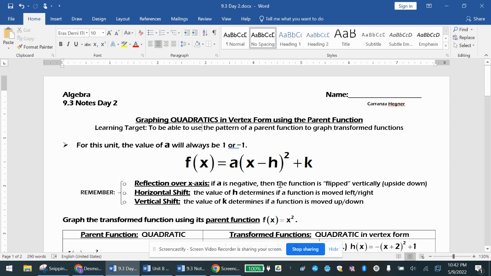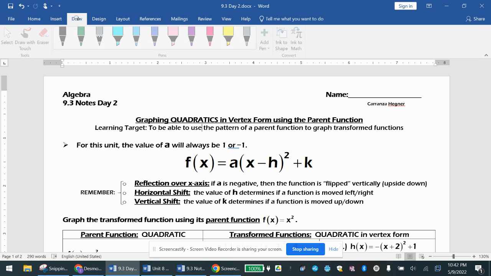Hi, algebra students. Today we're going to be talking about how to graph quadratics in vertex form using a pattern from the parent function. Okay, so just so you remember, we've graphed quadratics in vertex form before, but we always used a table and we had to plug in every value into our calculator, but now we're going to be able to save some time by using a pattern.